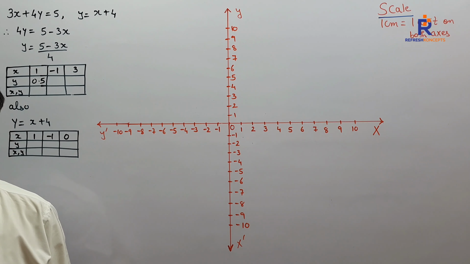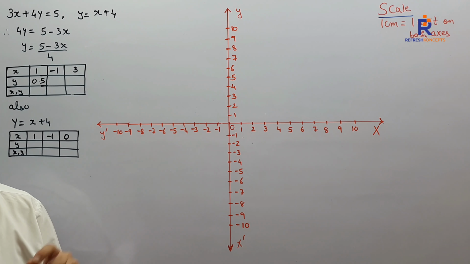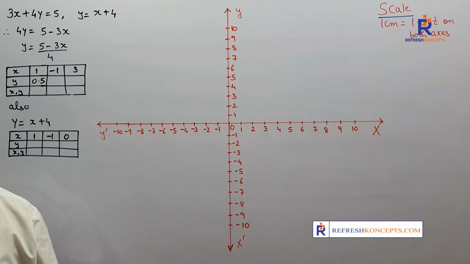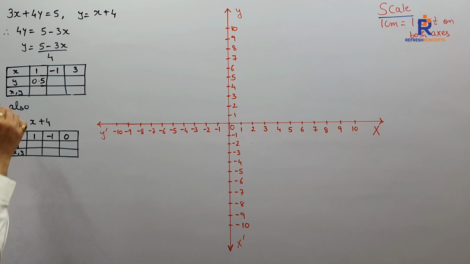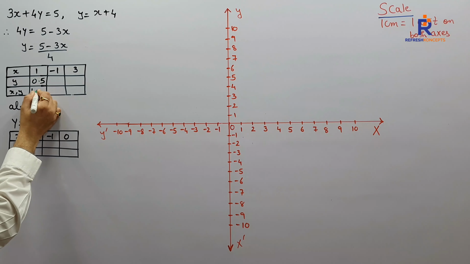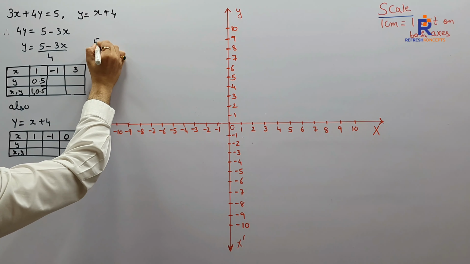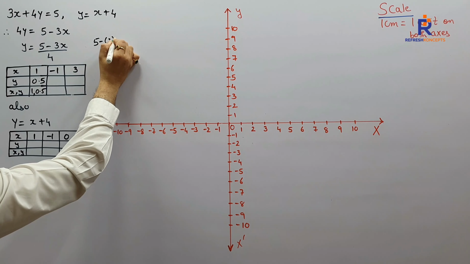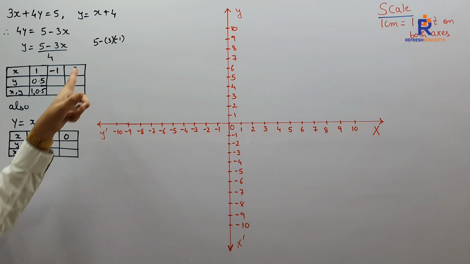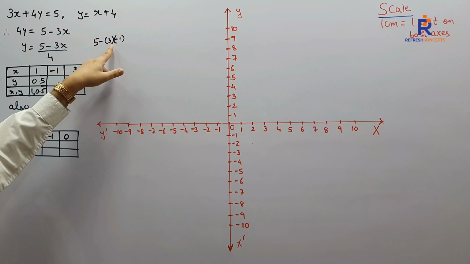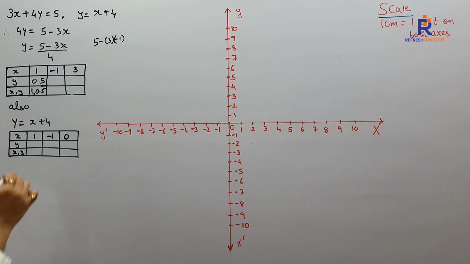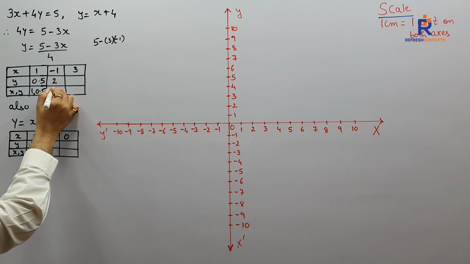Children, you can very well plot 0.5 on the line graph. Right? 0.5, 1.5, 2.5, 3.5, minus 0.5, minus 1.5, minus 2.5. These things can be easily plotted. So, what is the coordinate? 1 comma 0.5. What if I say minus 1? So, 5 minus of 3 into minus 1. Minus of minus is plus. 5 plus 3, 8. 8 by 4, 2. Minus 1 comma 2.